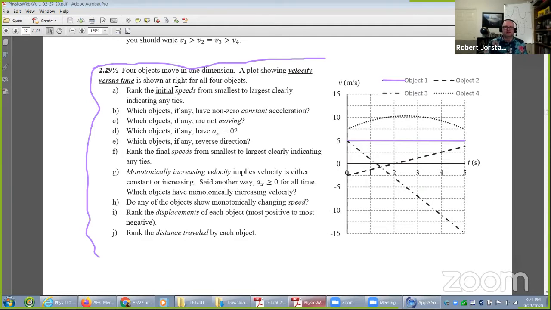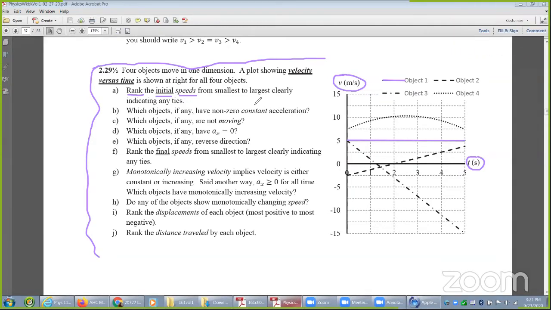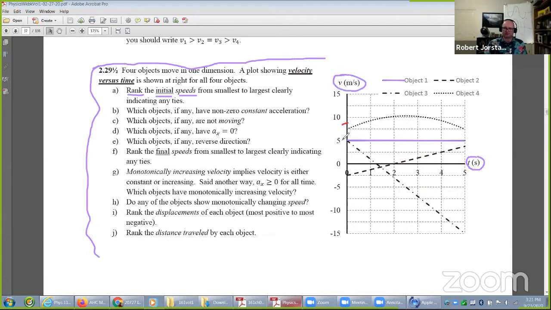All right, look what we have here. The first thing I'm going to do is identify the type of plot, because I don't want to screw that up. I've got a v-t plot. Next, I read the question here. Rank the initial speeds. What does that mean on this plot? Anybody? Rank the far left side. Yeah, we're looking at the initials right here.